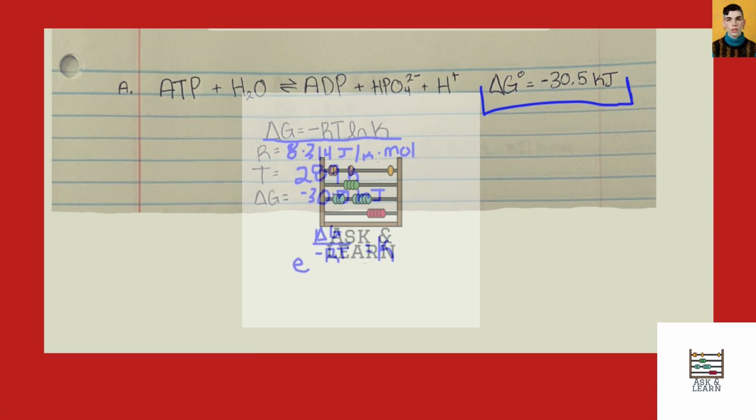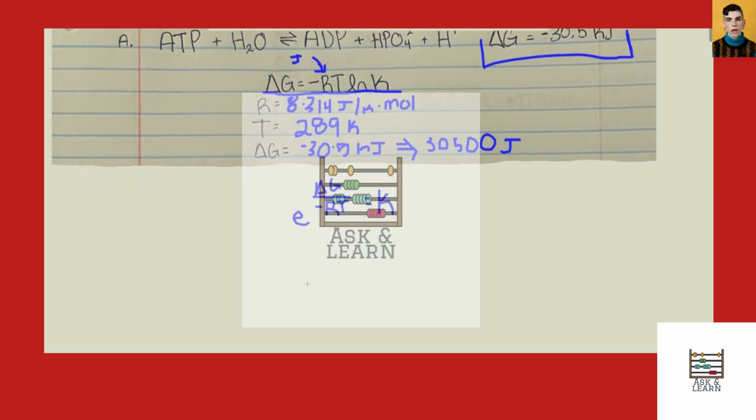One quick note though, since our R value is in joules, we want to make sure our G is put into joules. So we're just going to multiply this by 1,000 in order to get it in joules instead of kilojoules, and that will be 30,500 joules. All right, from there, you're just going to plug and chug using this equation, and you should get K equaling 2.2 times 10 to the 5th.